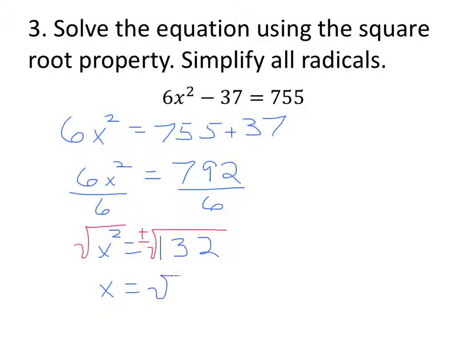We have plus or minus the square root of 3 times 4 times 11. Now 3 and 11 are prime numbers. We can't pull them out, but 4 is a perfect square, so we can pull that out. So we can rewrite this, that x equals plus or minus 2 square root of 3 times 11, which is 33. And so that is our answer right there.